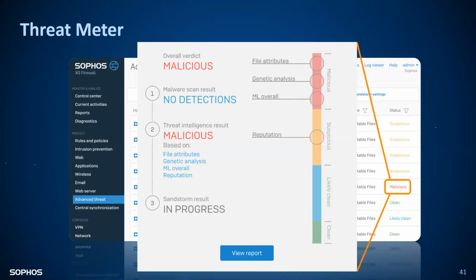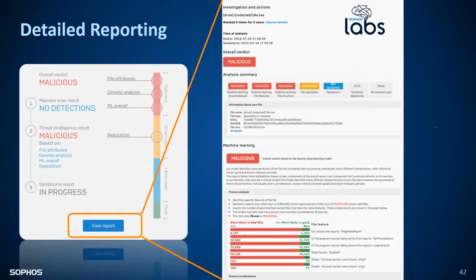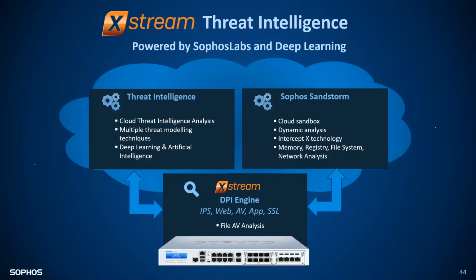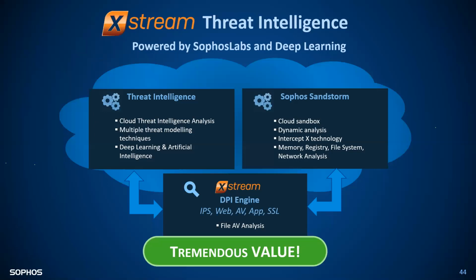As you can see this, this is the detailed reporting. Fantastic to have this sort of insight from your firewall itself. Great visibility of any threat. Just go ahead and check it. Sandbox activity reporting is always there. You can see that. So powered by Sophos Labs and deep learning, you can have all this, and it has tremendous value.